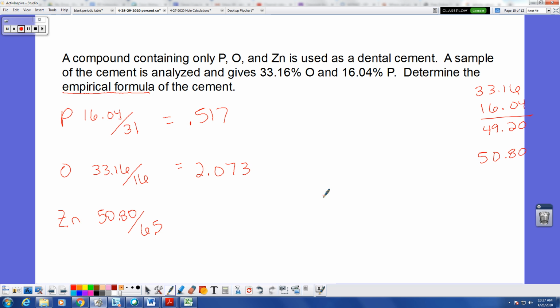50.8 divided by 65. This one is 0.78. Okay, so I got to figure out which is the smallest. Divide all of them by that one. Cross my fingers for whole numbers. I don't think I'm going to get them.